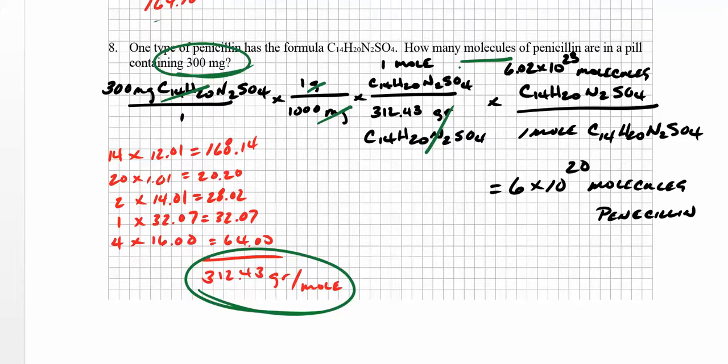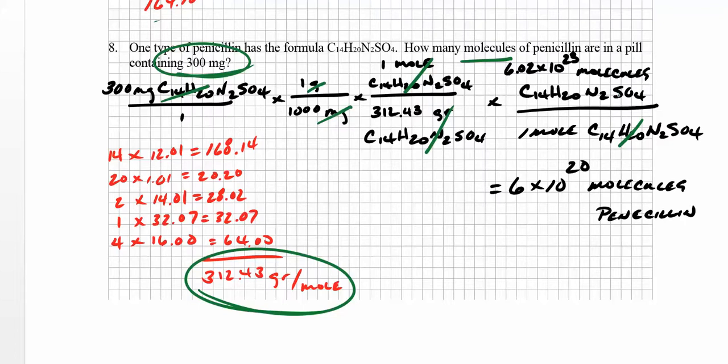I'm almost there. I'm looking for the number of molecules or particles of penicillin in a mole. So what I'm going to do now is convert from moles to particles. In the upper left-hand corner, I've got moles of penicillin. Lower right-hand corner, I've got moles of penicillin. On the top, I've got 6.02 times 10 to the 23rd molecules of penicillin, or C14H20N2SO4, per mole. So that's what I'm looking for.